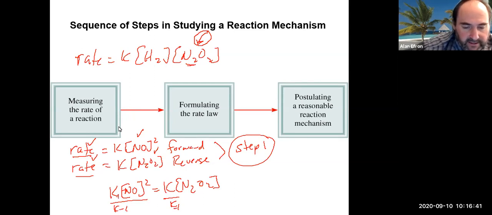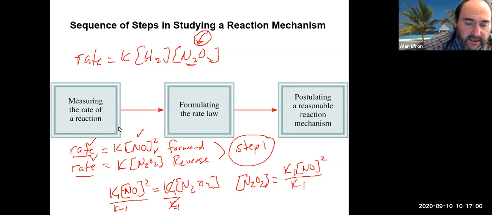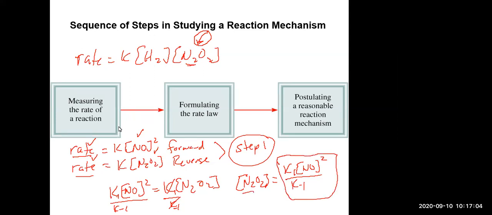This was K1. These guys will cancel. And that leaves me that the concentration of N2O2 actually equals K1 NO squared divided by K to the minus 1. So this whole thing. I'm sorry. Where did you get the K minus 1?